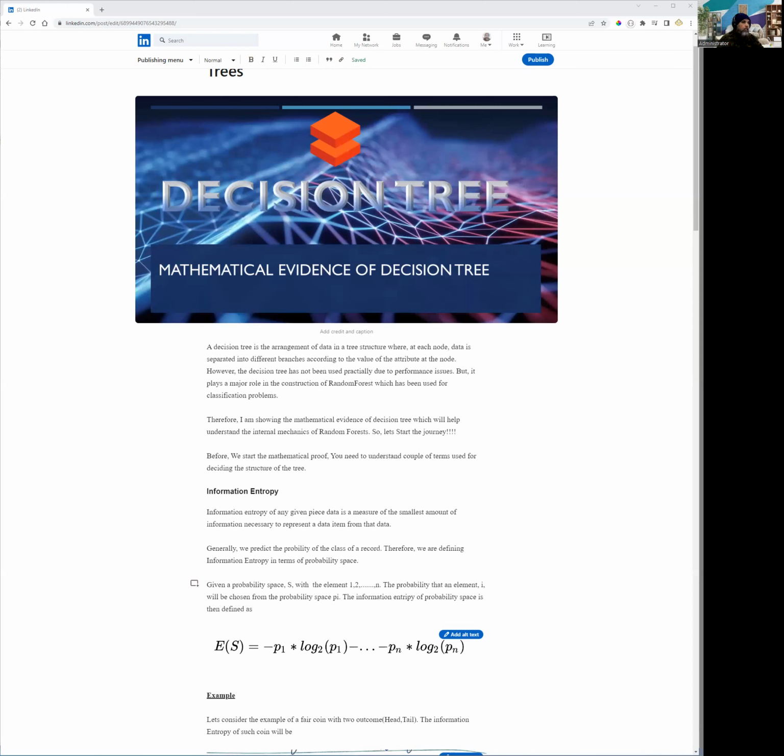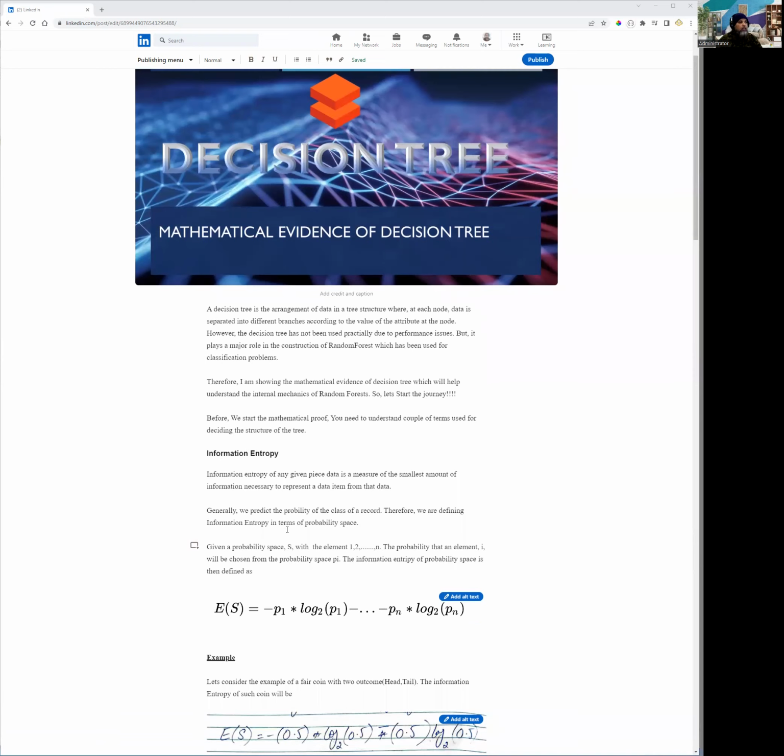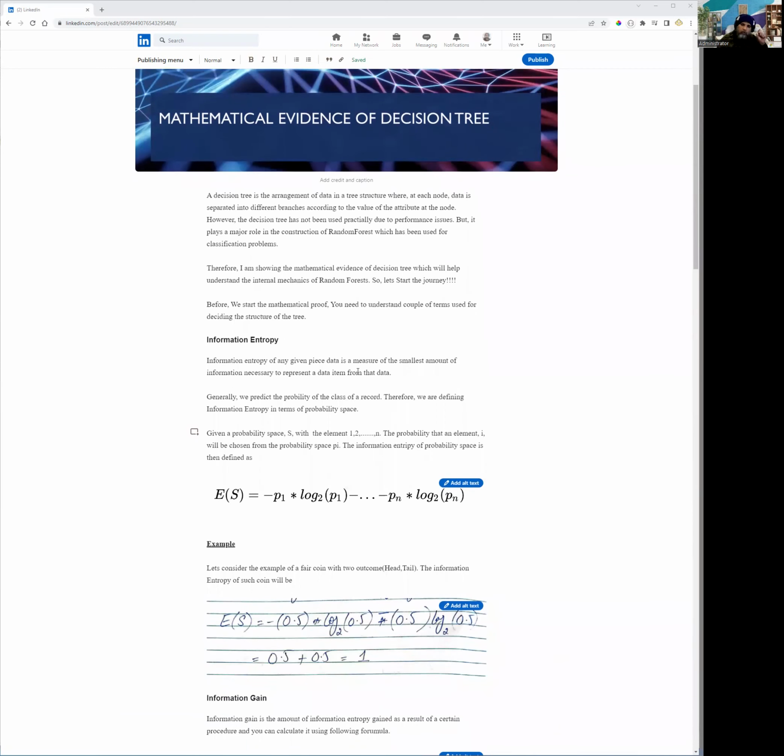So let's come back to the mathematical evidence. You can see the whole concept is based upon the information entropy or information gain concept, which means how much information you can get once you start dividing the data elements between nodes. So the very first concept, before we start proving the equation, is the information entropy. And it is more likely the smallest piece of data that can be used to represent the information.